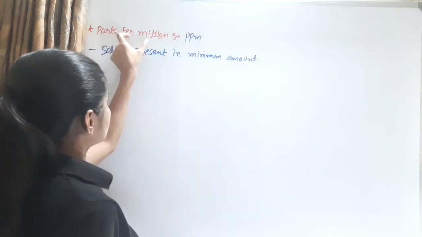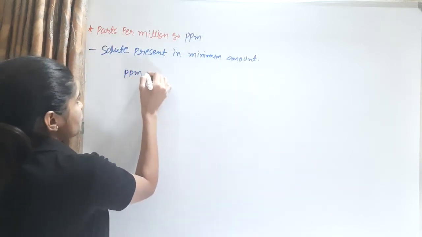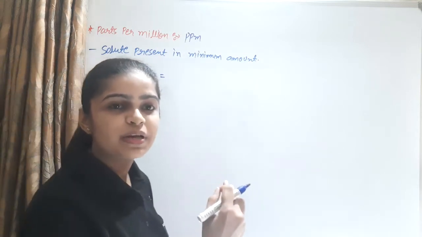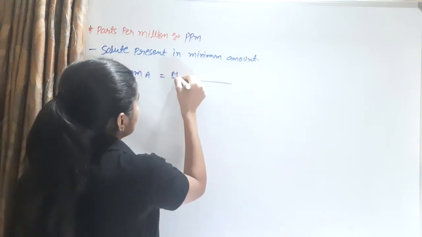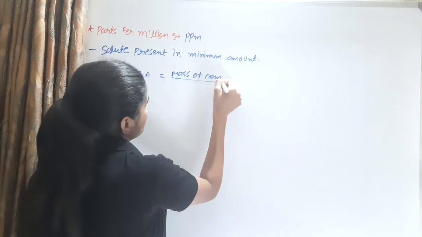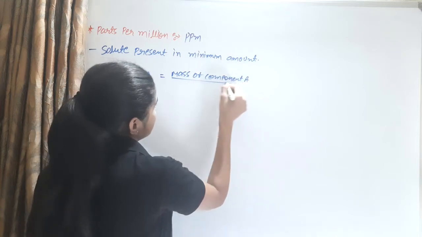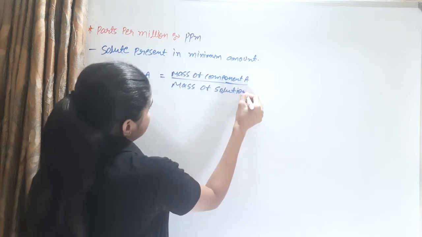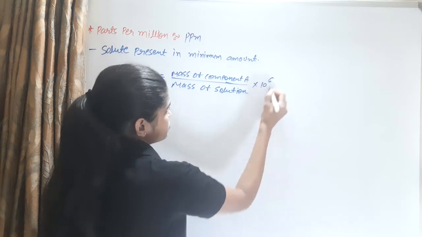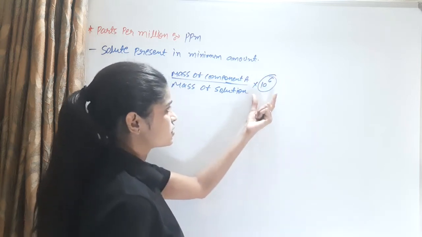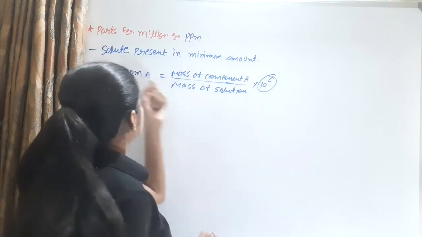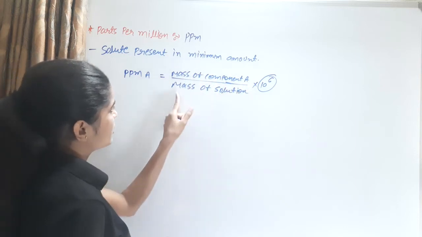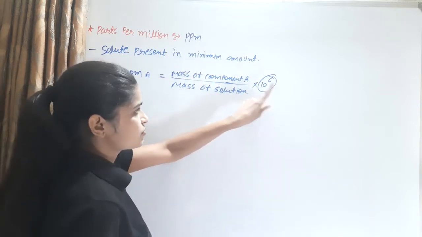How to express parts per million? So ppm of A, for example, where the solute particle is A. ppm of A means parts per million of A is the mass of component A divided by the mass of solution and multiplied by 10 raised to 6. This 10 raised to 6 is the million. Million means 10 lakh. So ppm is equal to mass of component A divided by mass of solution, multiplied by 10 raised to 6.